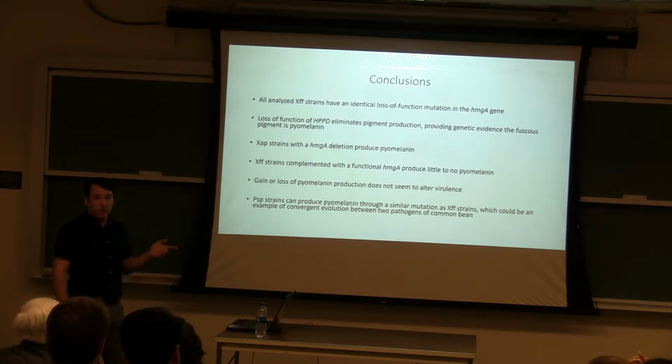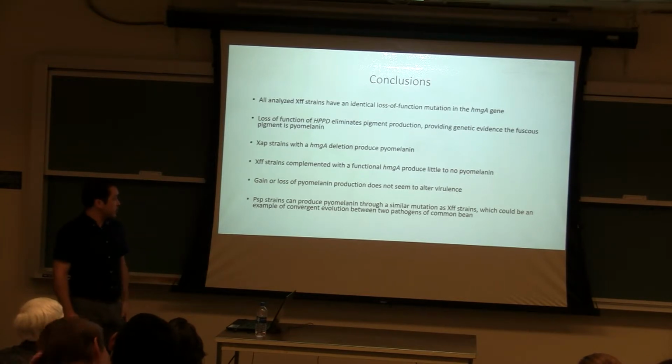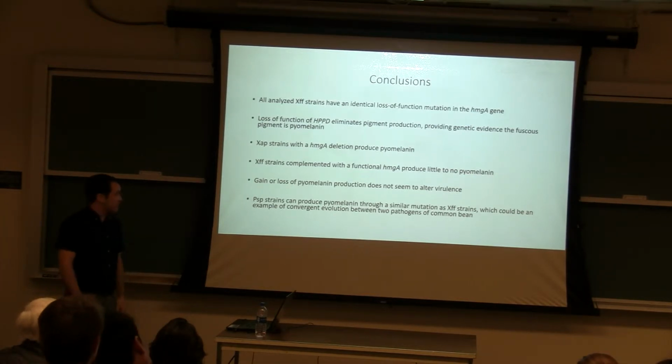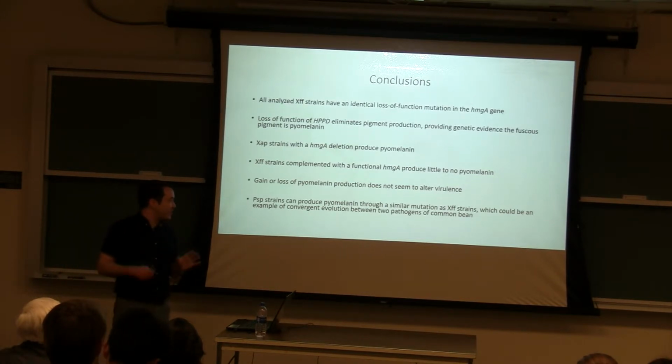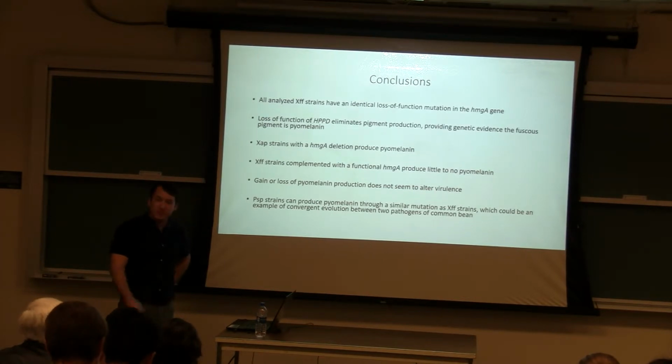And then some halo blight strains can produce pigment through a similar mutation as Fuscin strains, and I think that's a really interesting example of parallel evolution. There's got to be something there, there's got to be some benefit, but I don't know what it is.